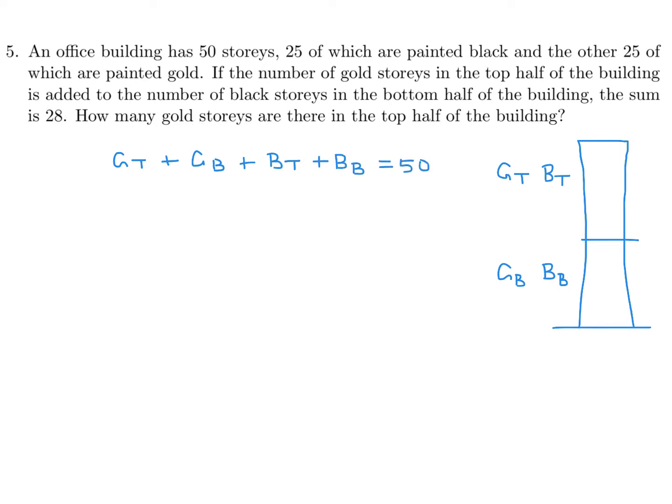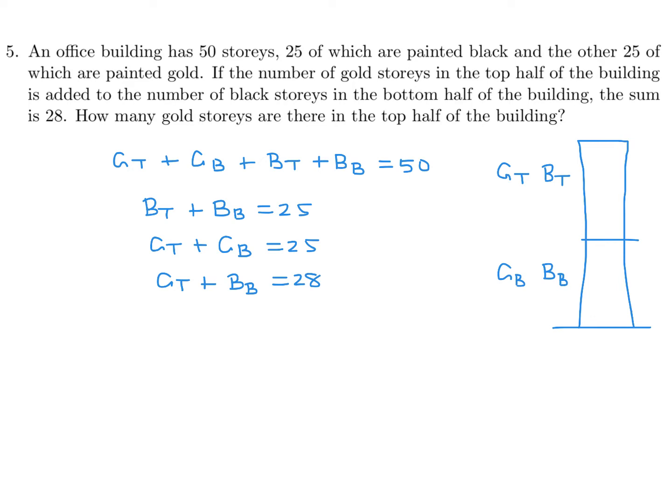Then they say 25 are black. So just the black ones, BT plus BB, are 25. And similarly, 25 are gold, they told me that also in the question. So GT plus GB is 25. And then what else do they tell me? If you take the gold in the top and the black in the bottom, it's 28. So GT plus BB is 28.